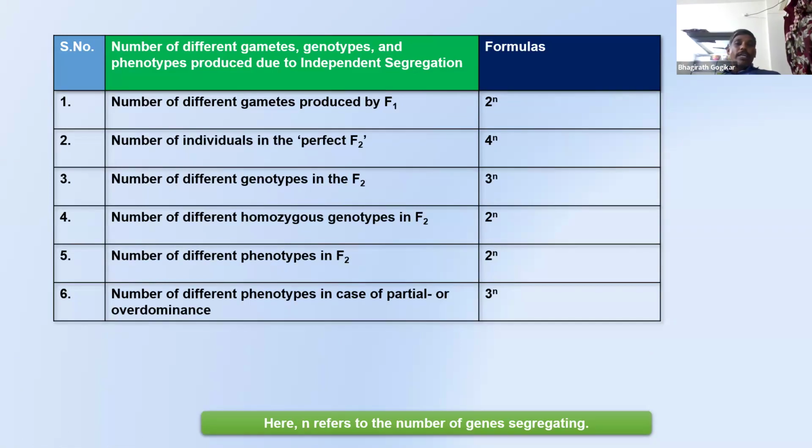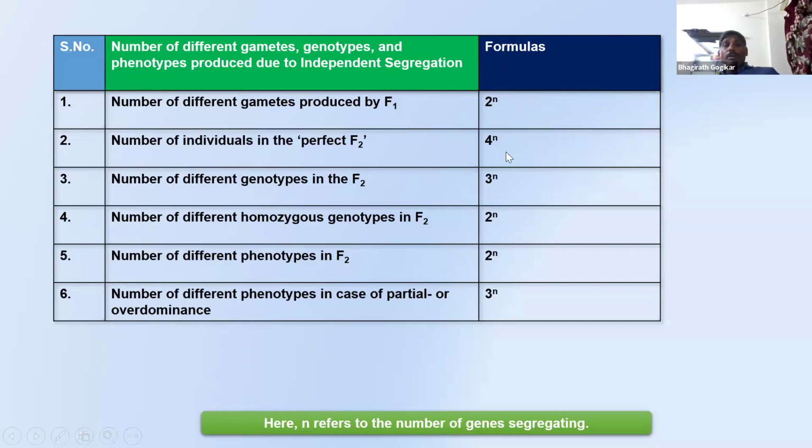So it is a general formula for how many gametes are formed from a particular genotype. Number of different gametes produced by the F1. So we can apply this formula, 2 to the power of n. Definitely we can calculate the number of gametes formed from the particular genotype. Number of individuals in the perfect F2.